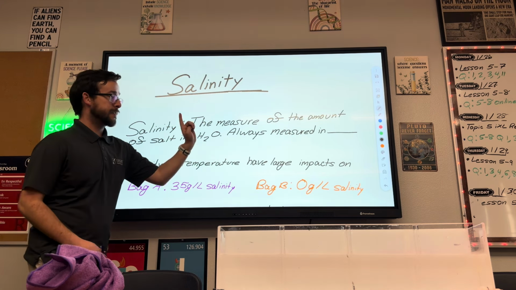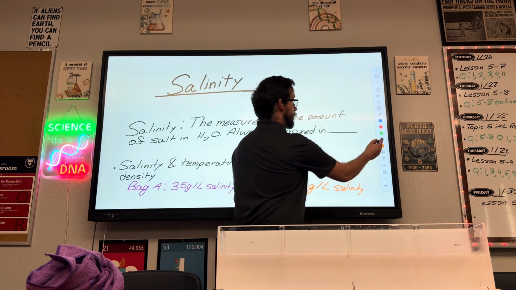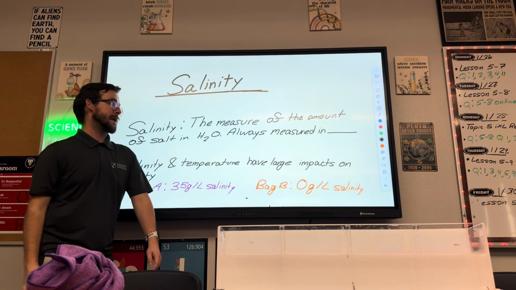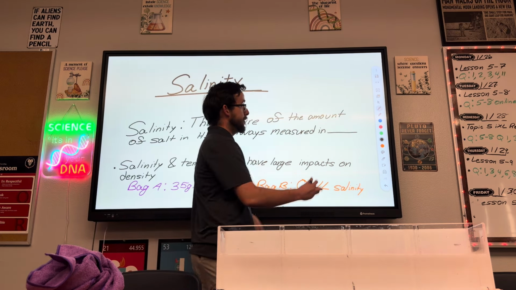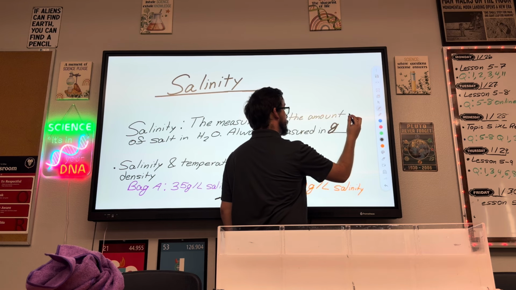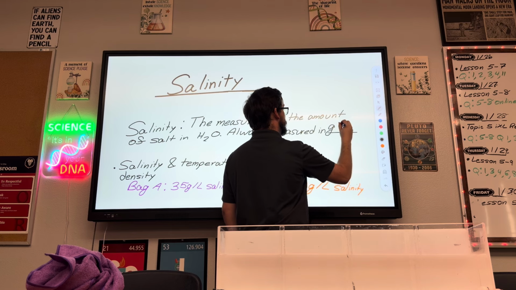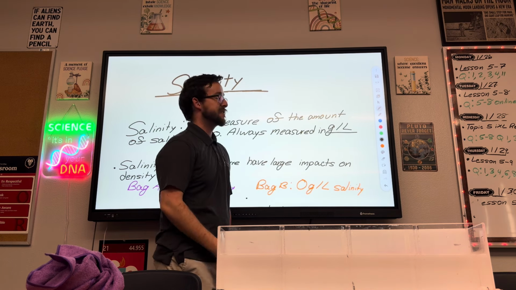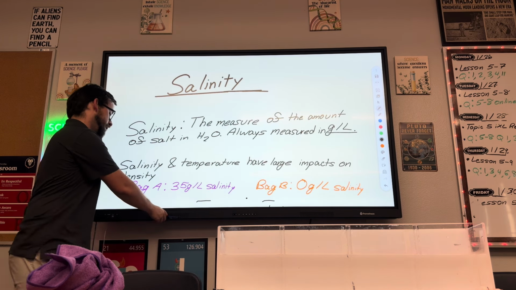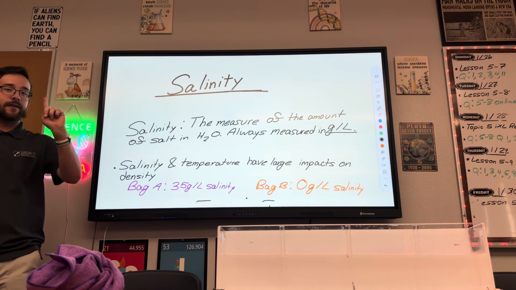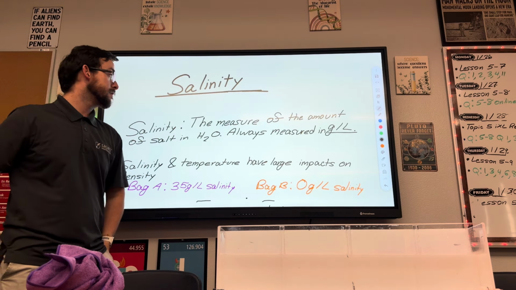Specifically, what is salinity always measured in? Pause for a second and see if everybody remembers. Salinity is always measured in the unit of grams per liter. It's never measured in anything else. You always have to convert back to grams per liter. How much salt is in 1 liter of water? Metric system, liter. We just talked about it in math recently. Liters.